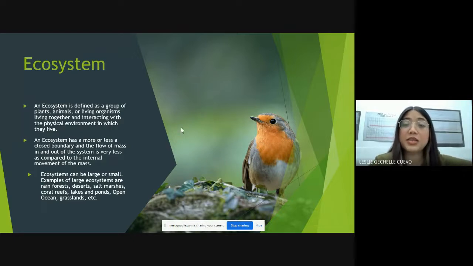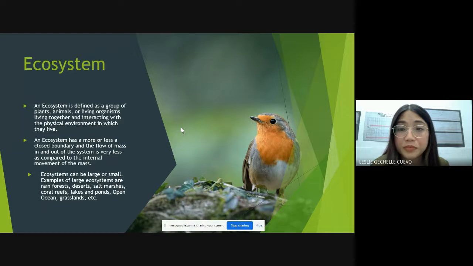An ecosystem has more or less close boundary and the flow of mass in and out of the system is very less as compared to the internal movement of the mass. Kumbaga, kumikilos lang talaga sila in their ecosystem. Bibihira sila na kumilos outside their ecosystem because they might not survive dahil nga hindi naman sila sanay na lumalabas.